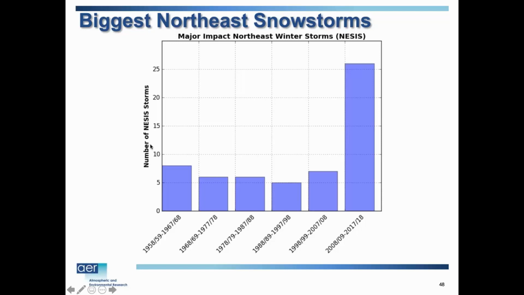They rank it like hurricanes, 1 through 5. 1 is the least impactful, but still disruptive, and 5 would be the most impactful, just like with the Saffir-Simpson scale, where 1 would be the weakest hurricane and 5 the strongest. Let's just look at the number of these storms every decade. The index starts from 1958, and this is through two winters ago. Every decade had 8 or fewer of these NESIS storms per decade, but the most recent decade, we've had 27 altogether, so a tripling of any previous decade.